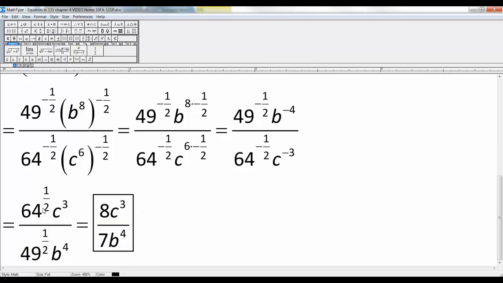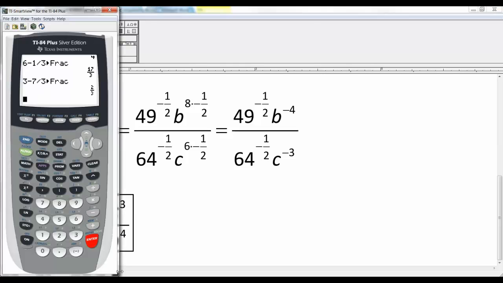And there it is, because 64 to the 1/2 is the square root of 64, which is 8, and 49 to the 1/2 is the square root of 49, which is 7. And again, you could find those with a calculator. 49 to the 1/2, etc. Don't forget to use parentheses around that half, though, if you're using old school calculators.